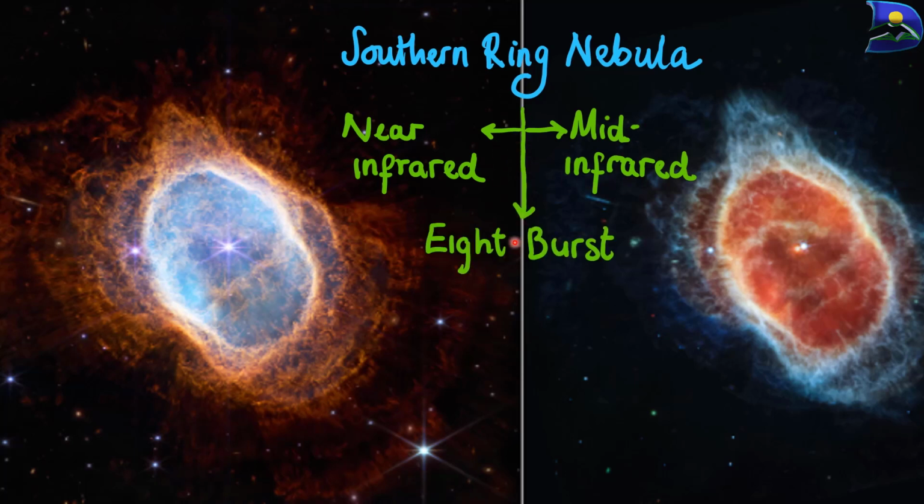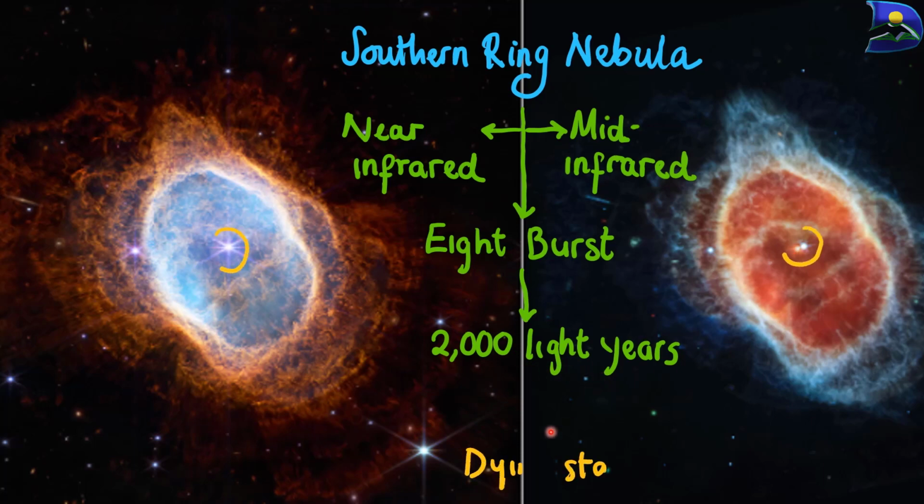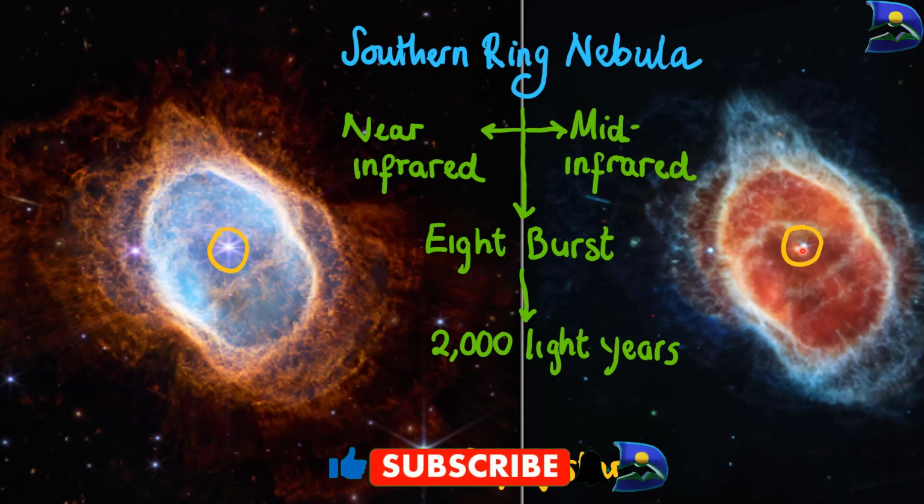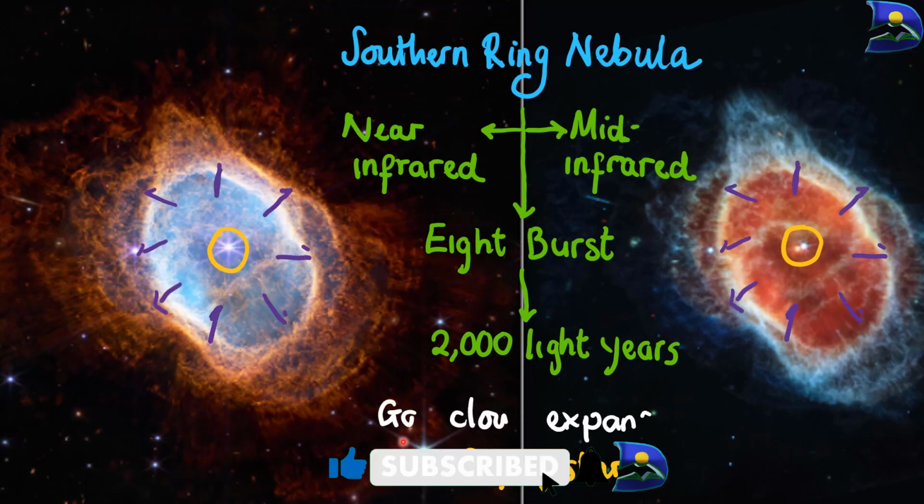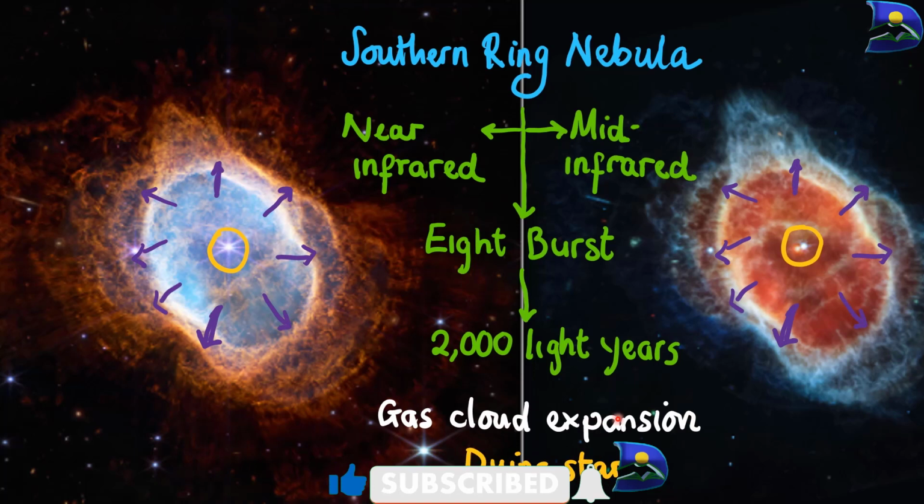Now, in terms of another name, this region is called the Eight-Burst, and it is located around 2000 light years away from our current location, which is Earth. One interesting thing that you see in both images is that we do have a dying star at the center, and this dying star is showing an interesting release of a gas cloud, and this gas cloud is actually expanding during this process.